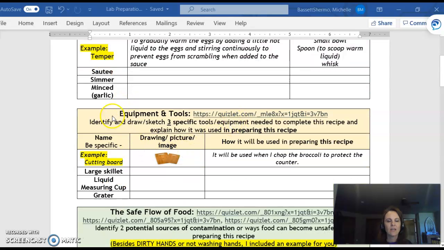Going on down, understanding the equipment and tools. So I put them in here for you. You need to include a picture and then describe how it is used in preparing the recipe.